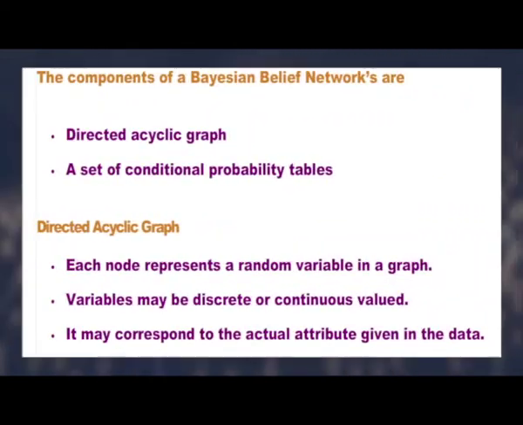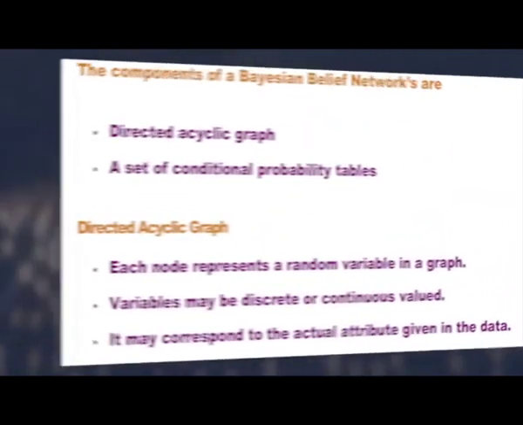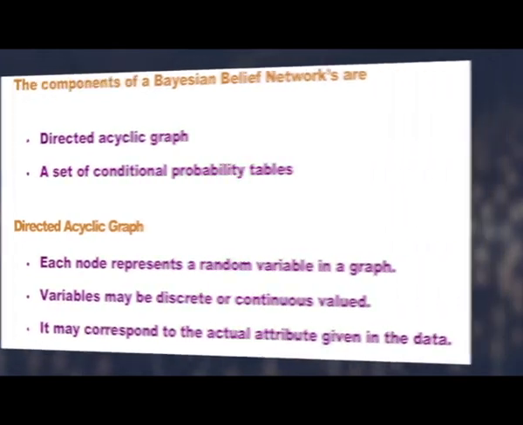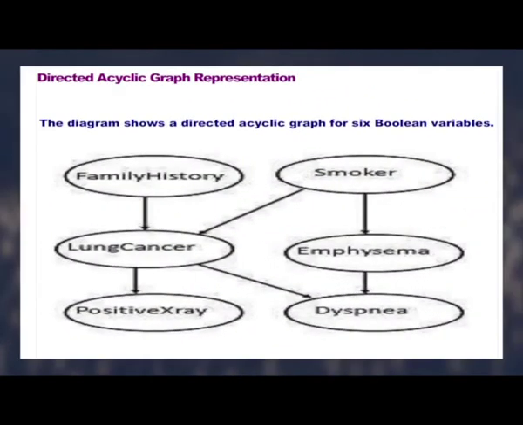Now we will see the major components of a Bayesian belief network. They are a directed acyclic graph and a set of conditional probability tables. Now, what is a directed acyclic graph? Each node represents a random variable in a graph. Variables may be discrete or continuous valued. It may correspond to the actual attribute given in the data.